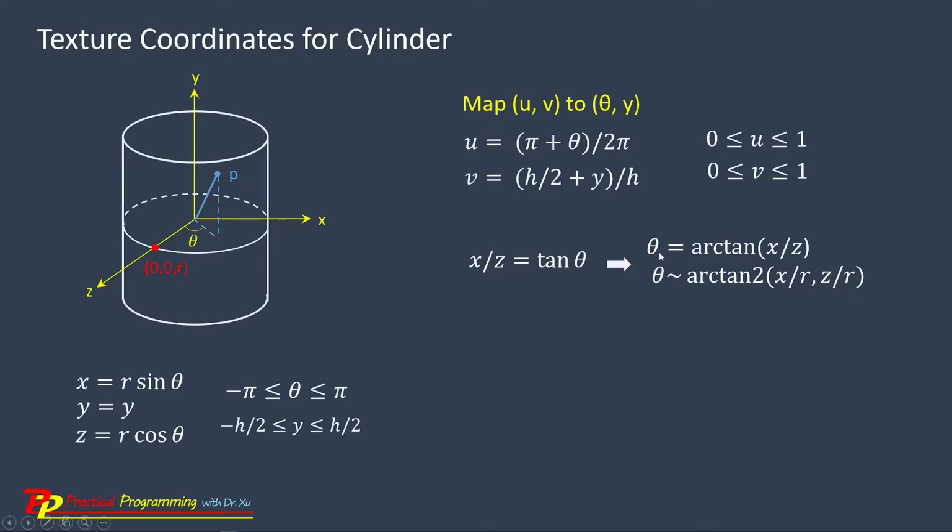So now we can substitute this theta into this relation, and we get the u and v coordinates for our cylinder. So u equals 0.5 plus arctan2 of x and z over 2 pi, and v equals 0.5 plus y over h. These are u and v, the texture coordinates for our cylinder surface.